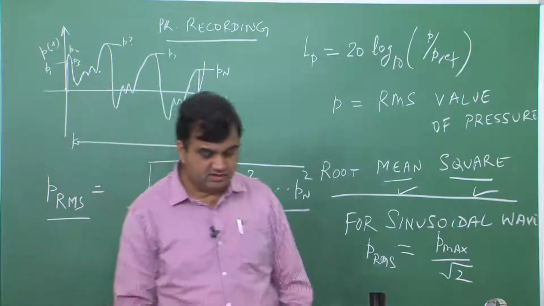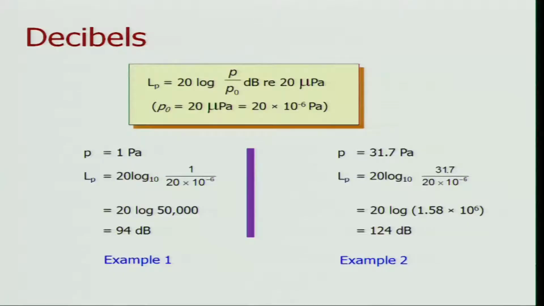So with that understanding, we will do these two examples. Suppose P is 1 Pascal. What that means here is that we are assuming that the value of RMS pressure is 1 Pascal, not the maximum pressure. Then to calculate the decibel level, I do 20 log 10 of P, which is 1, divided by 20 micropascals. So I get 20 log 50,000, and I do the calculation, I get 94 decibels of sound.